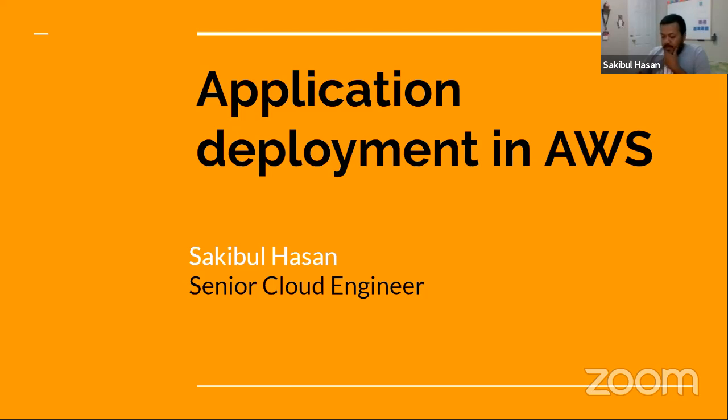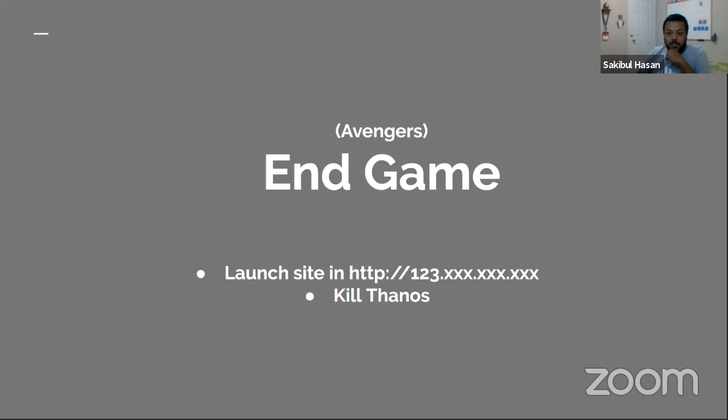So as you built the Angular application yesterday, today our goal is to host the application in AWS. Our end goal, or end game, you can call it, is to launch the site on an IP address, which would be the server's IP address. And who doesn't want to kill Thanos, right? We'll kill Thanos at the end as well.